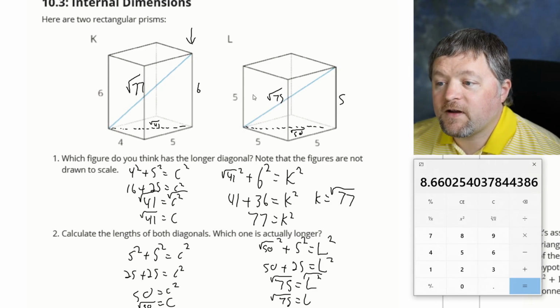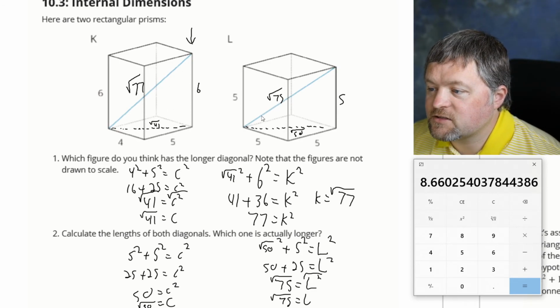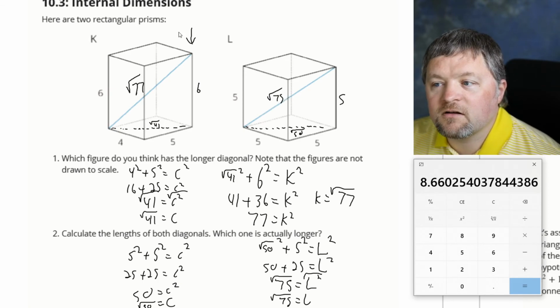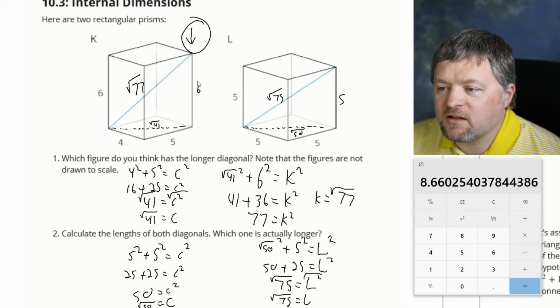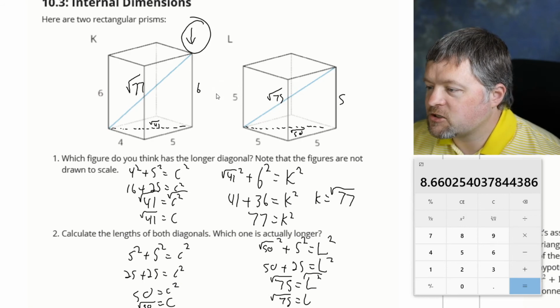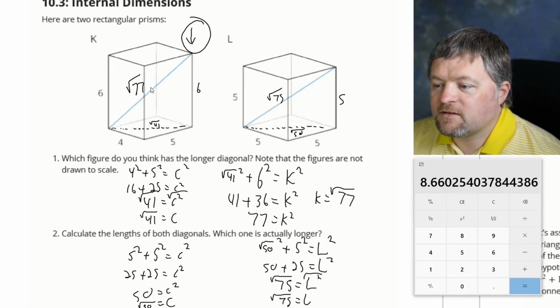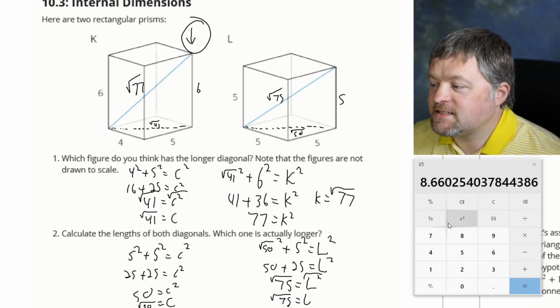So let's just look at these. They're actually fairly close. The square root of 77, the square root of 75. Which one is longer? Well, it looks like our initial estimate of the one that looked longer in the picture was longer. Not by much, though. So the length of this one is the square root of 77.